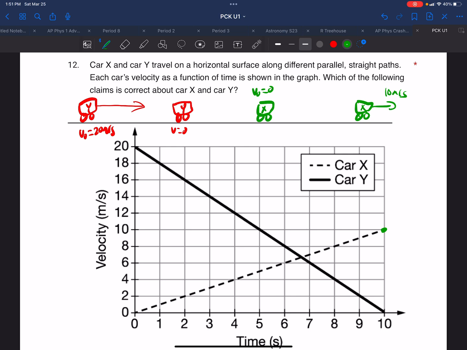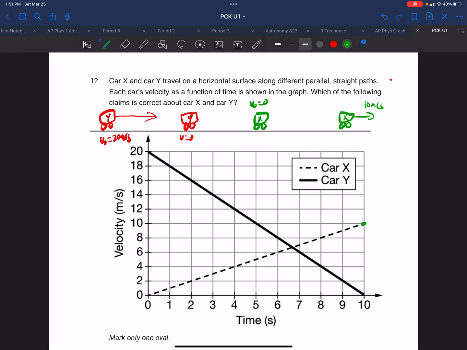Now, there's no information given about where the cars start relative to each other. So it could be that X is ahead of Y, or Y is ahead of X, or they're right next to each other. They're different straight parallel paths. They could be next to each other like they're drag racing.